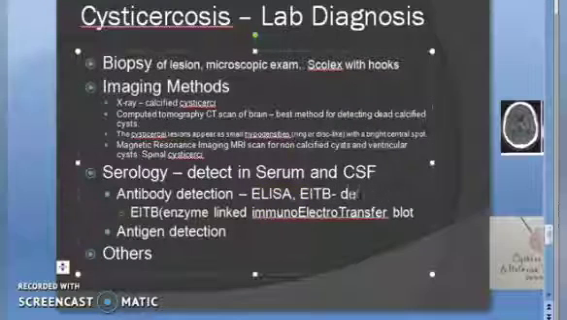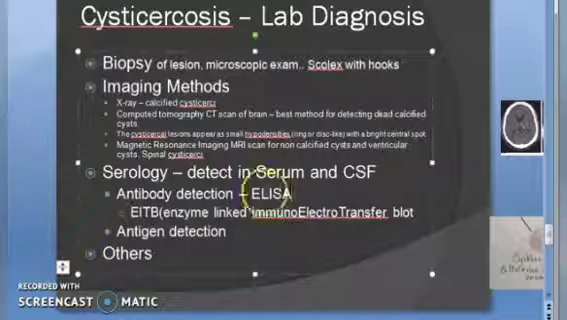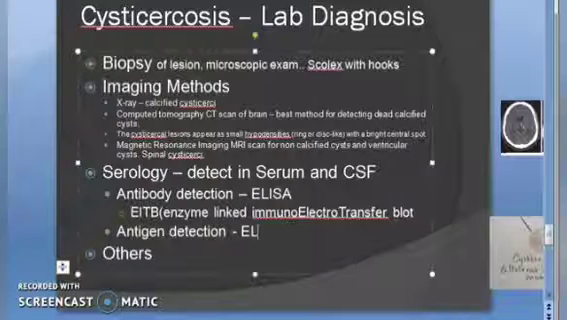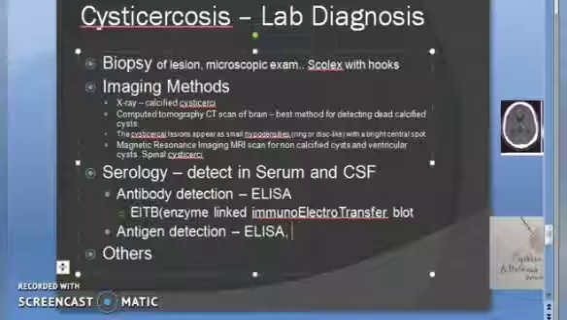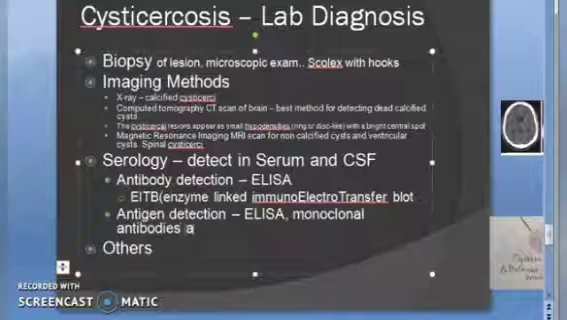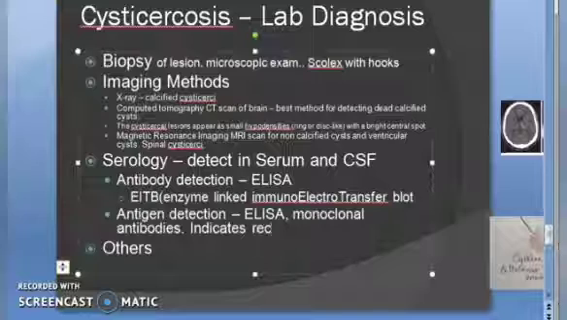So, antigen detection you will do using ELISA, monoclonal antibodies, and it indicates recent infection. If you find antigen, it indicates recent infection.